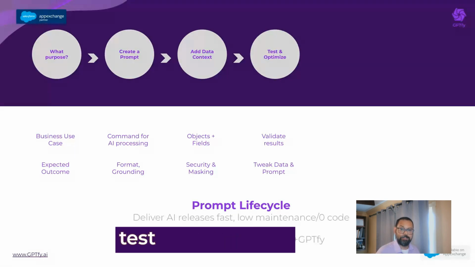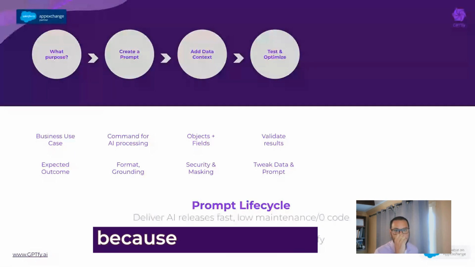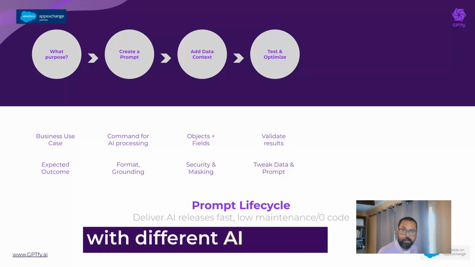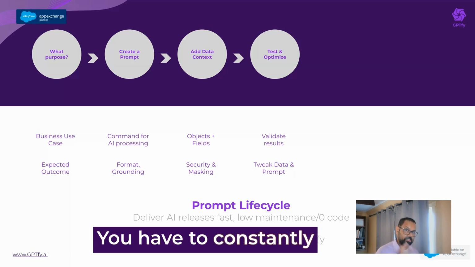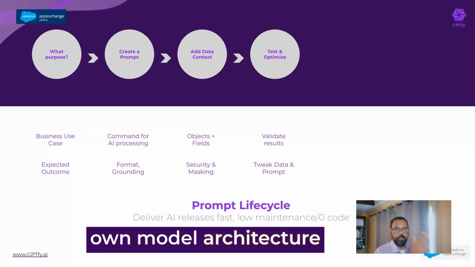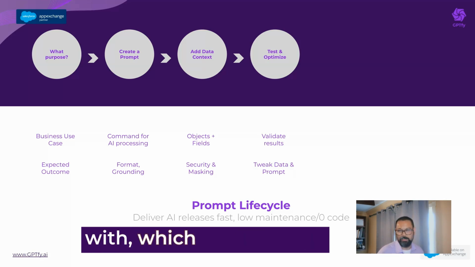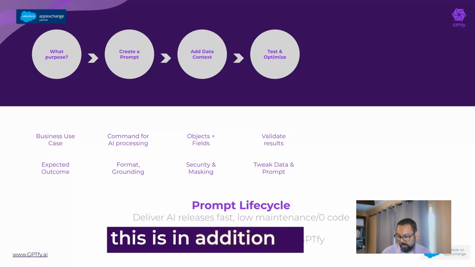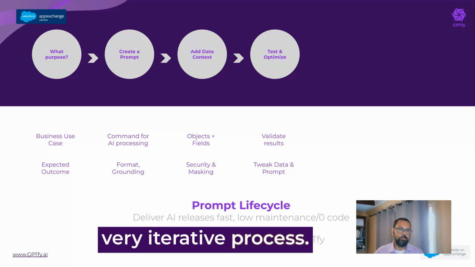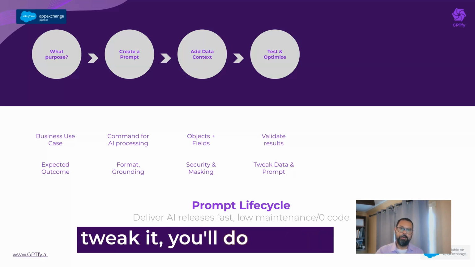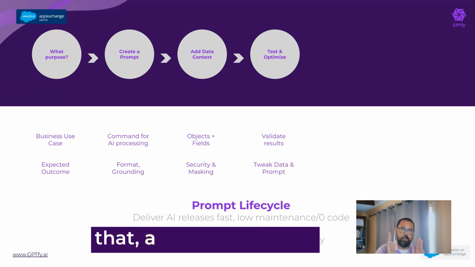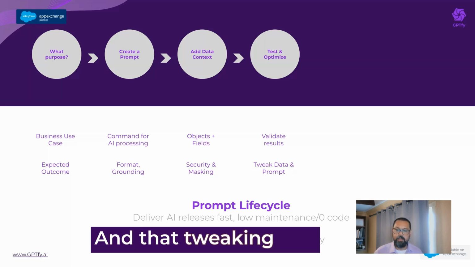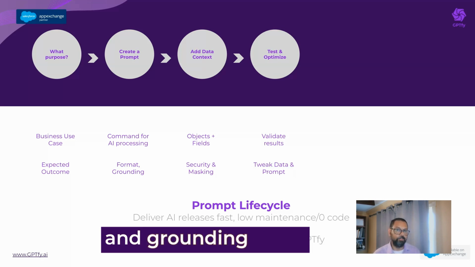You then want to test and optimize. This step is crucial because prompts tend to behave differently with different AI models. So if you're using OpenAI on Azure versus Vertex, you'll get different results. You have to constantly validate results, particularly if you have a bring your own model architecture and you may have different models you're working with, which is something we support. The other part of this is, in addition to validating the result, this is a very iterative process. You will do something, the result looks good, you tweak it, you do it again. For the same prompt, you may get different results. So you may add a lot of grounding to make sure that the result is fairly predictable, right? And that tweaking of data and prompts and grounding is the heart of some of this.